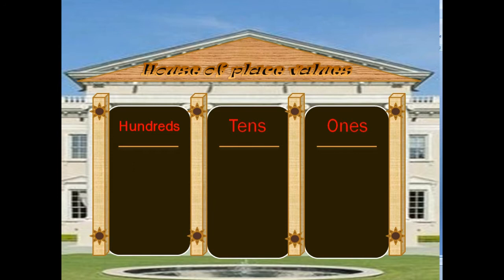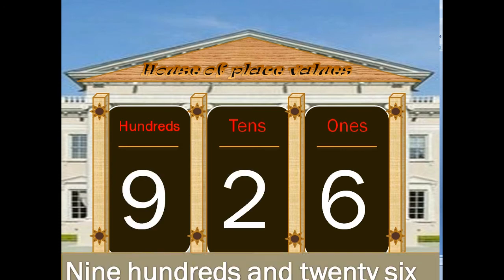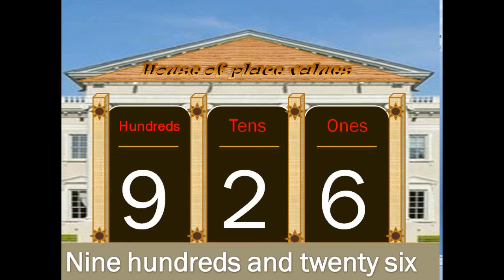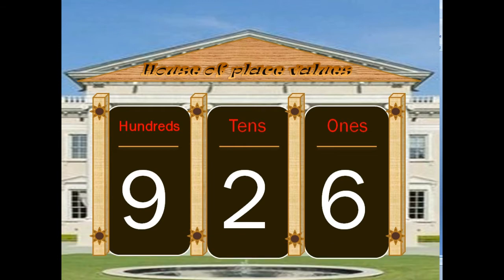For example, if I have a number like 926, as you know, 6 is in the ones place, 2 is in the tens place, and 9 is in the hundreds place. So if I want to read this number, I will say 900. 2 in tens, so we say 20, because 2 tens is 20.